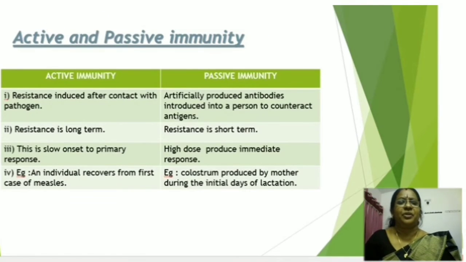Active and passive immunity. When a host is exposed to antigen in the form of a living or dead microbe or its proteins, antibodies are produced according to the antigen. So this type of immunity is called active immunity. In passive immunity, artificially produced antibodies are introduced into a person to counteract antigens. The best examples are colostrum, and the fetus also receives immunoglobulins from the mother's body.